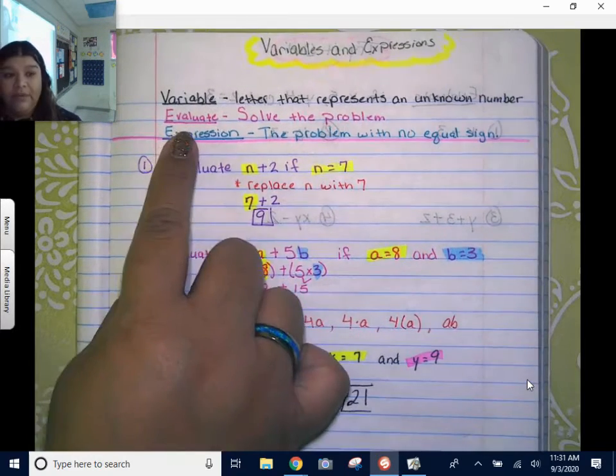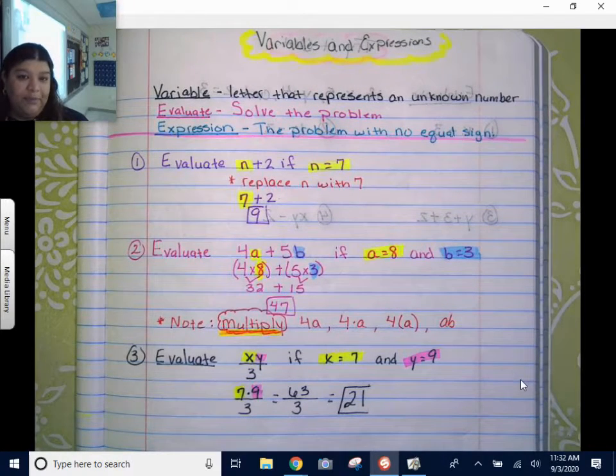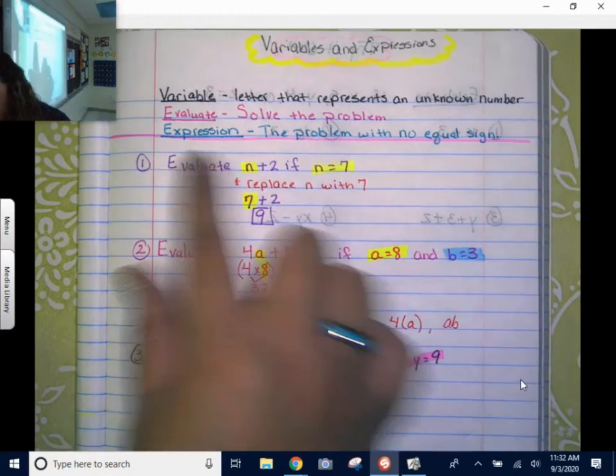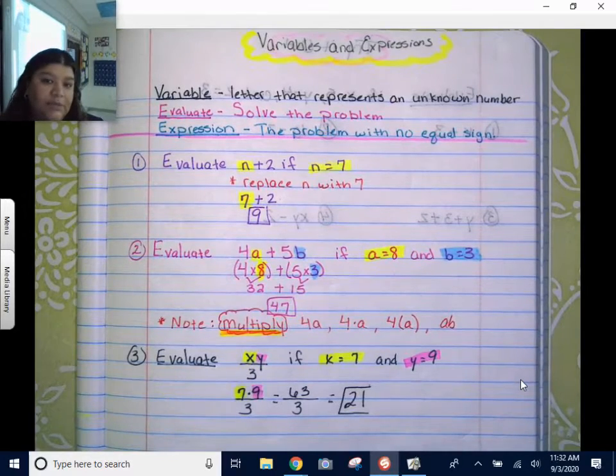When you see the word evaluate, you should have seen it by now, that just means to solve the problem. So go ahead and just solve the problem, work it out. That's what evaluate means. Expression is the problem with no equal sign. So when you see no equal sign, it's just an expression. It's not an equation. It's just an expression because there's no equal sign.